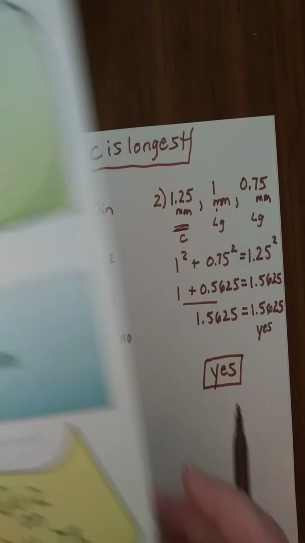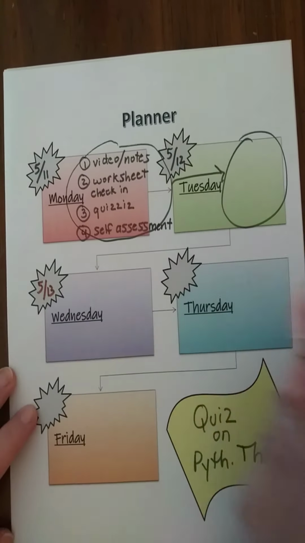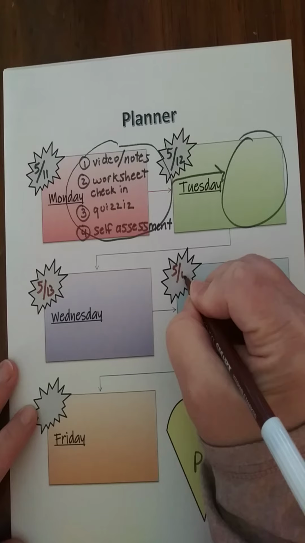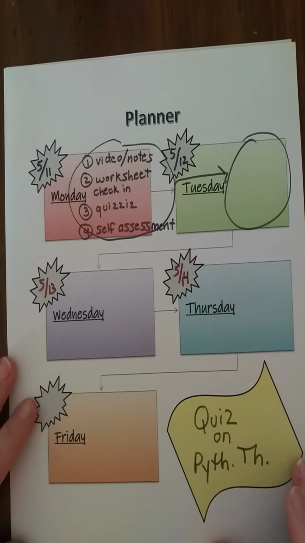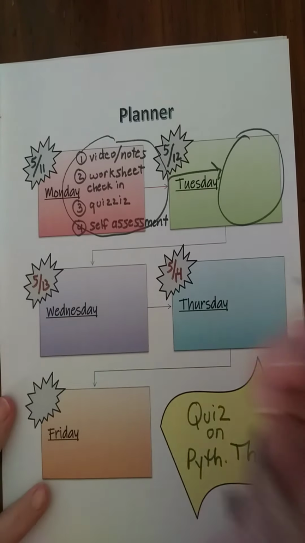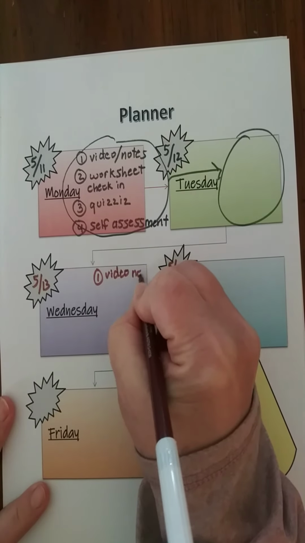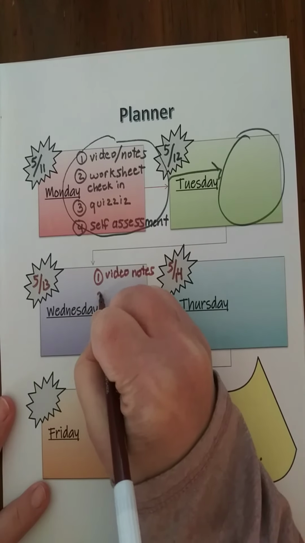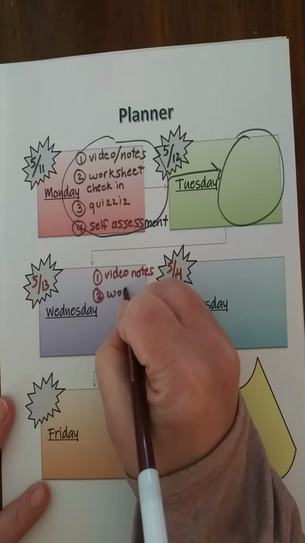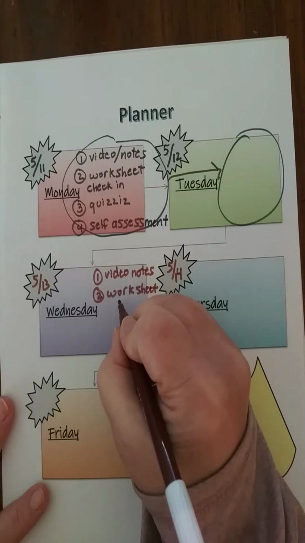All right? So let's look at our planner for the week. So today is Wednesday, May 13th, or it might be Thursday, May 14th, depending on when you watch the video. It's completely up to you when you watch the video, as long as all of your work is done by Friday. So let's see, we already did the first thing, which was watch the video and take notes. Next thing you want to do is pick a worksheet. I have a few to choose from. Pick a worksheet, complete it and check it.